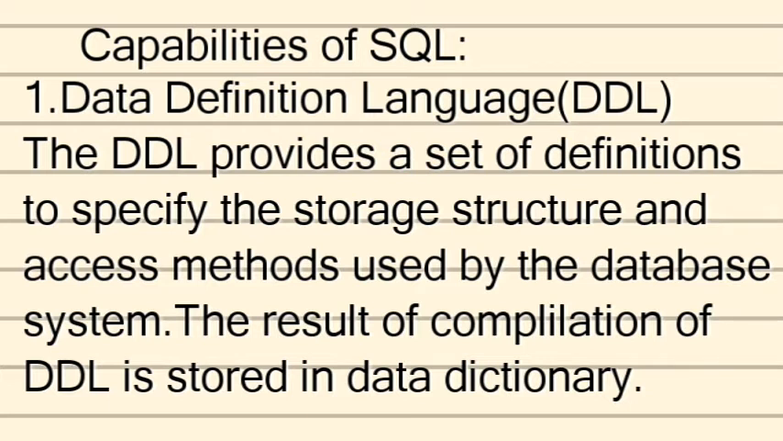Basically DDL provides a set of definitions to specify the storage structure and access methods used by the database system. It tells what the basic access methods are, what the storage structures are, and what all methods are included in the database system. Basically the result of compilation of DDL is stored in a data dictionary. So when I'm talking about a data dictionary, what do I mean? A data dictionary is nothing but a file that contains metadata, data about data. Basically metadata means data of data.